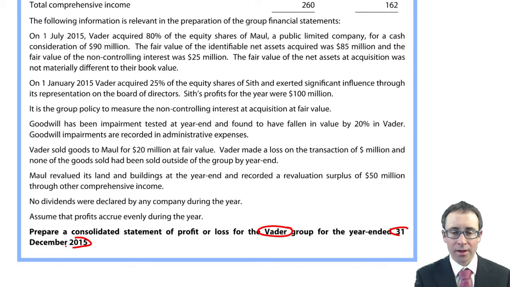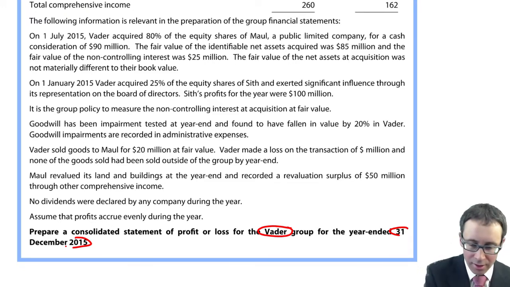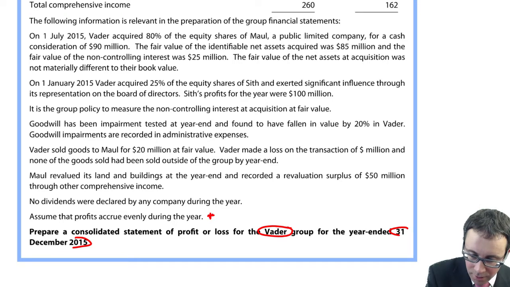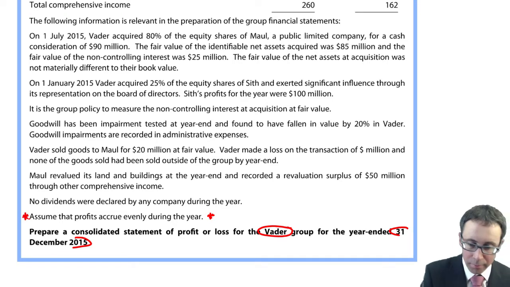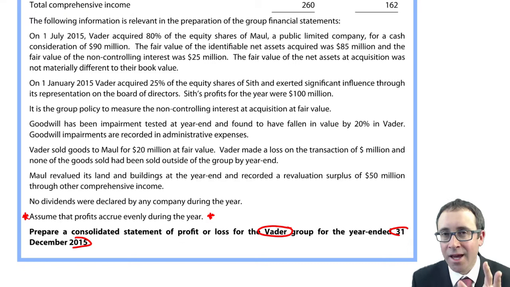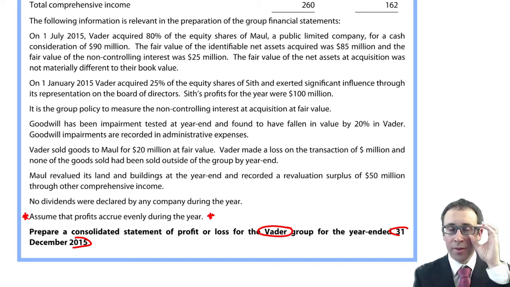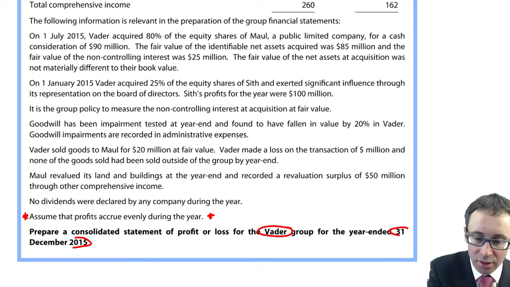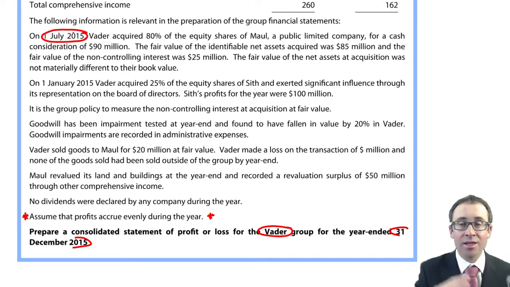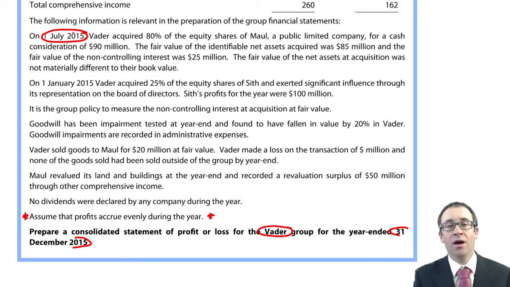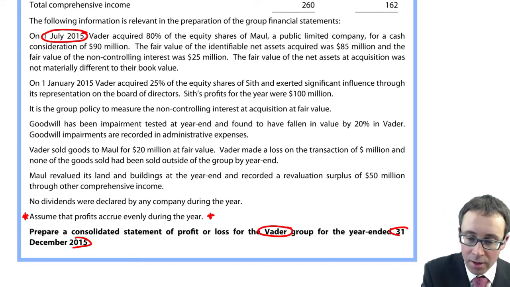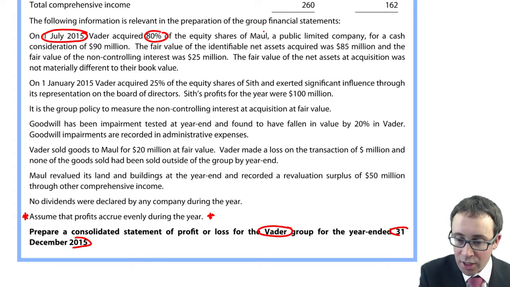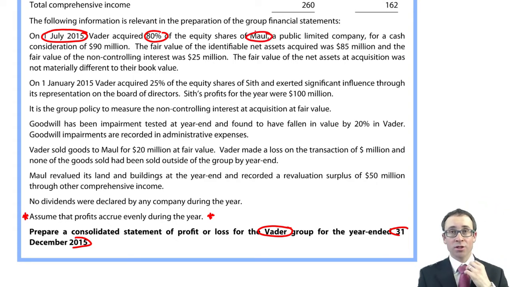So there's a lot there, isn't there? But there's always a trick. Here at the bottom it says assume that profits accrue evenly during the year. Now, if that's the case, somewhere within the question there is likely to be a mid-year acquisition, which is very important in profit or loss, because you need to prorate the results. So what it says there is, on the 1st of July 2015, ta-da, a miracle. So halfway through the year, Vader acquired 80% of the shares of Moore, a subsidiary therefore.